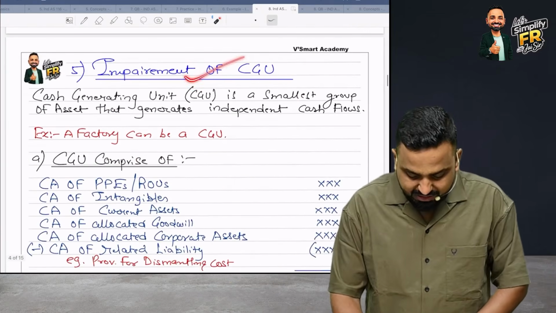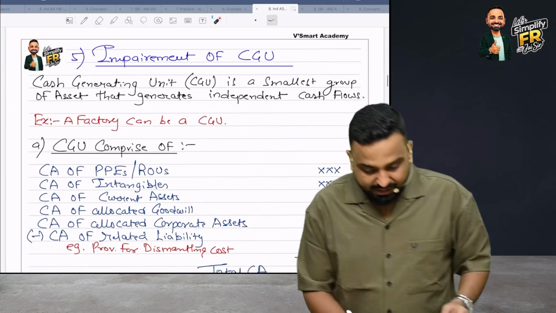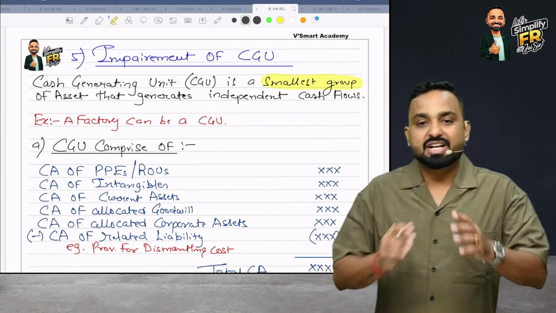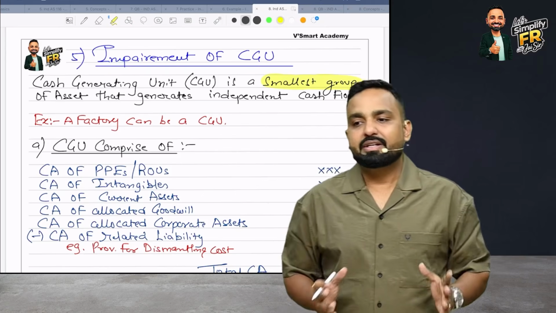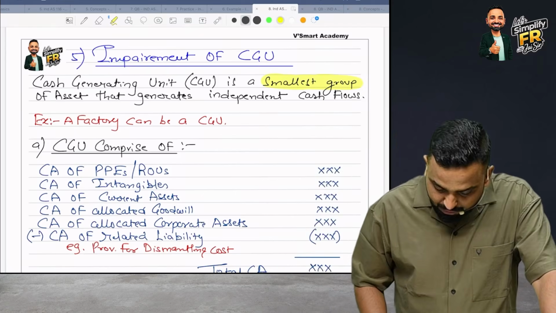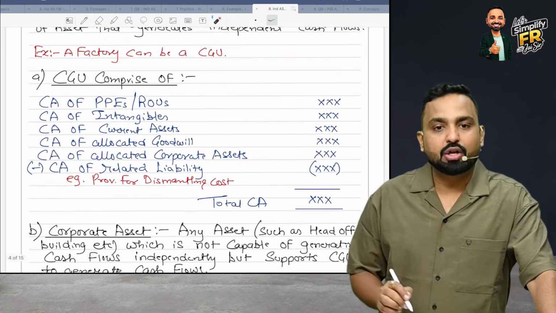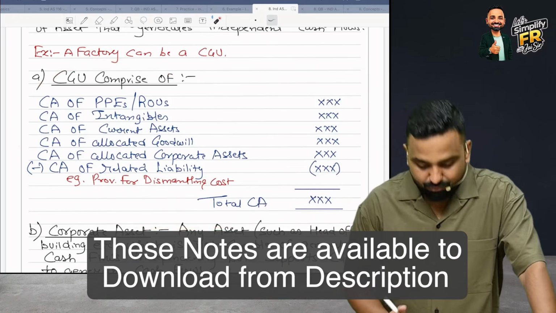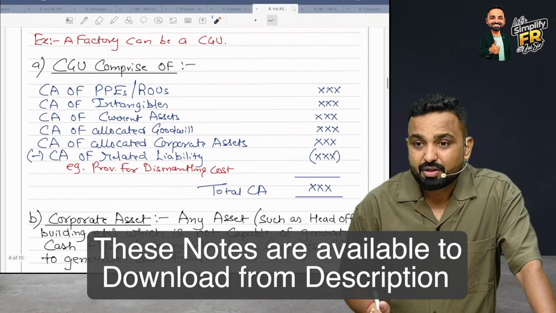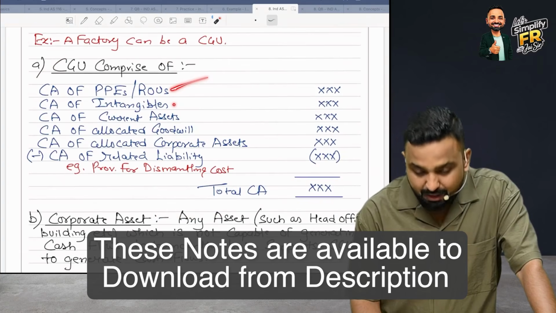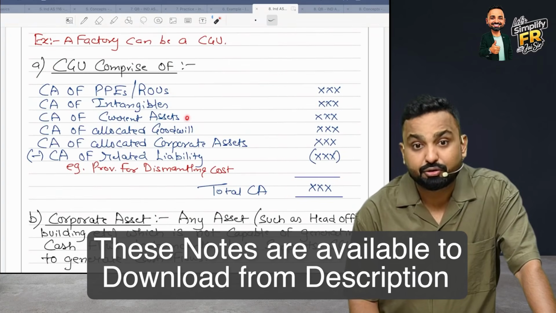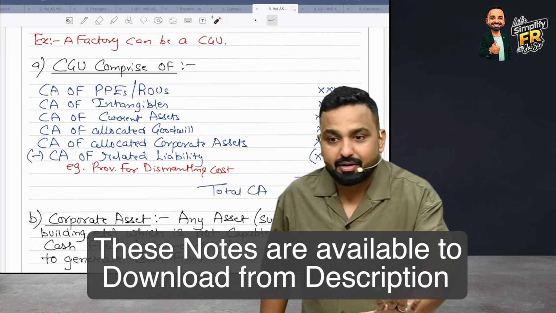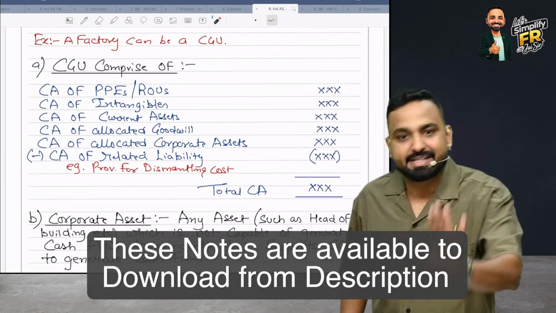Now coming to the CGU part. What is a CGU? It is the smallest group of assets that generates independent cash flows together. Understood or not? So a factory can be a CGU. Now a CGU comprises so many assets and one liability. What? Carrying amount of PPE, ROU. It comprises intangibles. It comprises current assets also. Although current assets will not be impaired, they will be considered.